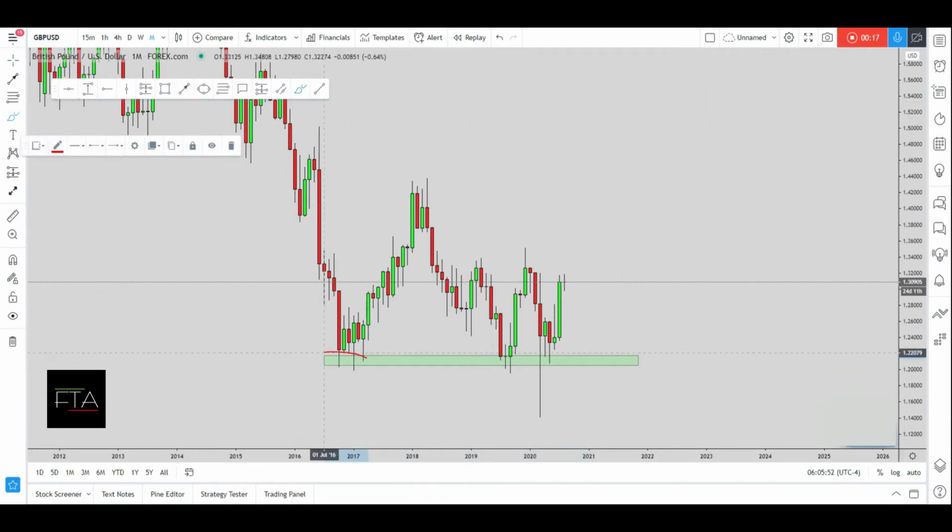In fact, this level was acting as very strong support here, preceding all this move to the upside. Again, acting as support here, preceding this move to the upside. And again, the market tested the zone at this level, and after testing the zone, created this rejection to the upside, which is exactly what we expected.